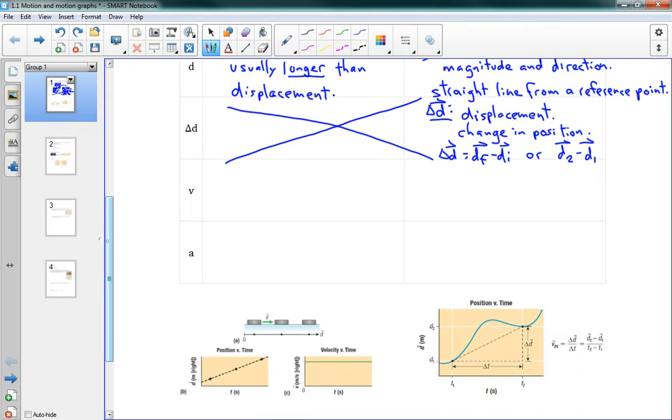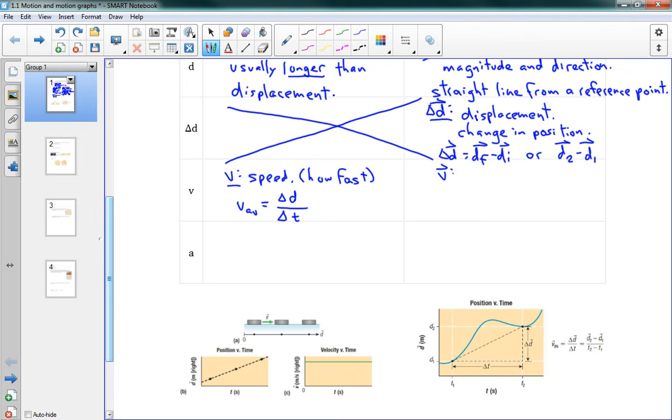Alright, so moving on here, we have v. Well, as a scalar, v is speed, and that just tells us how fast something is going. Generally we have an equation for the average speed. So I've put v average, it's equal to the change in distance over the change in time, delta d over delta t.